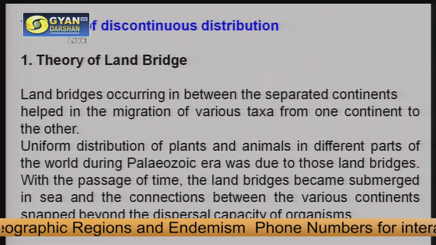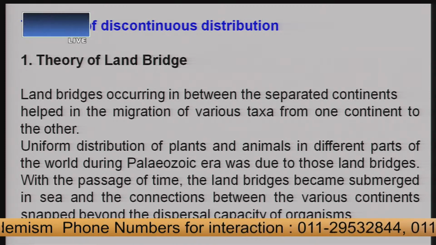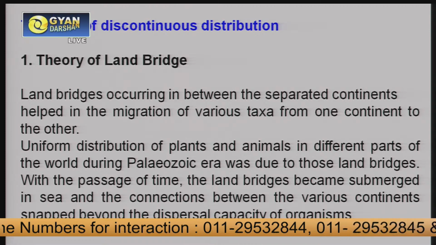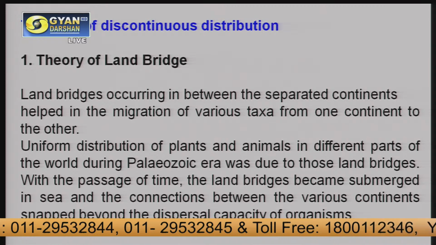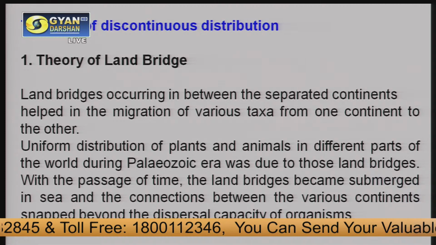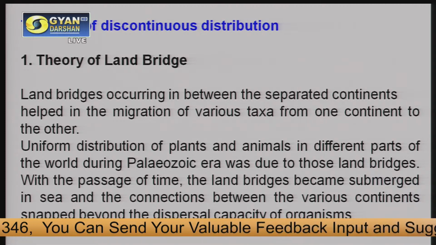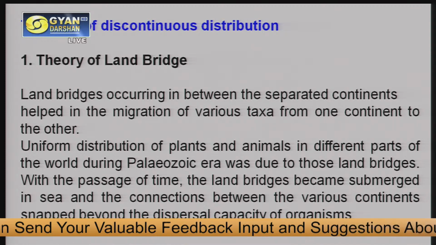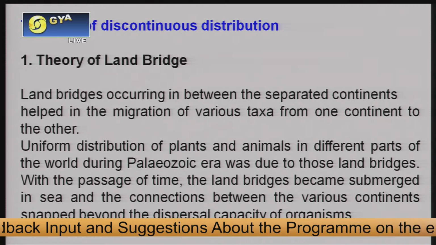Theory of land bridge. Now, land bridges occur in between separated continents, helping in the migration of various taxa from one continent to the other. Uniform distribution of plants and animals in different parts of the world during the Paleozoic era was due to those land bridges. With the passage of time, the land bridges became submerged and the connection between various continents snapped, beyond the dispersal capacity of the organism. So what does it mean?